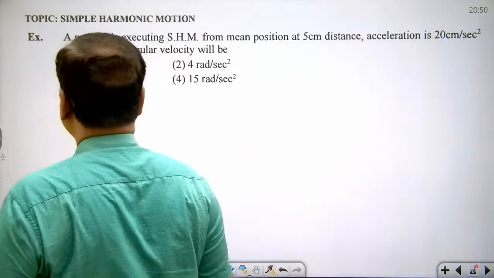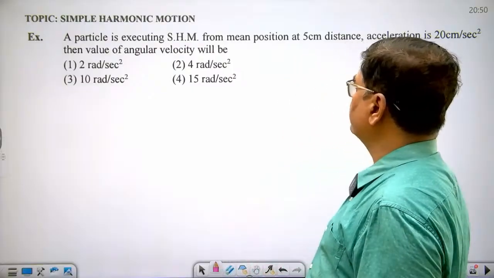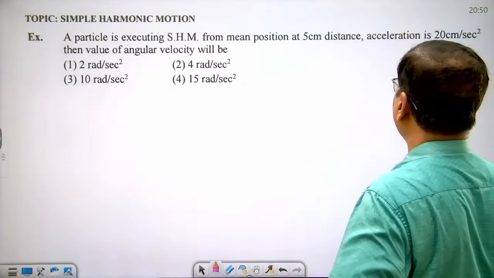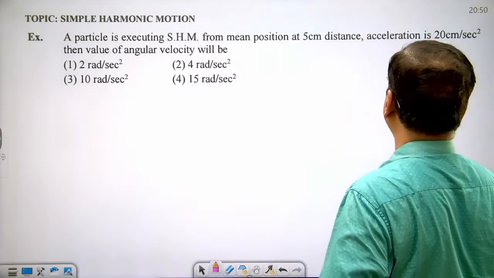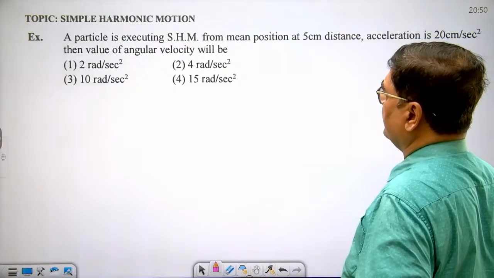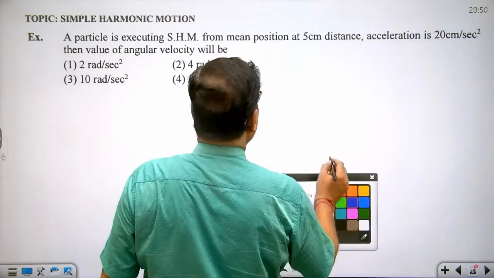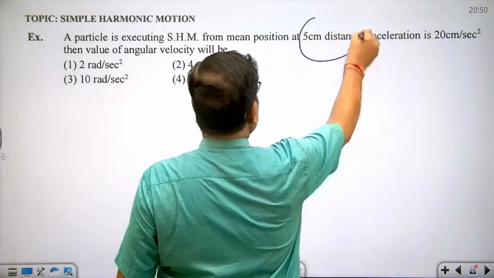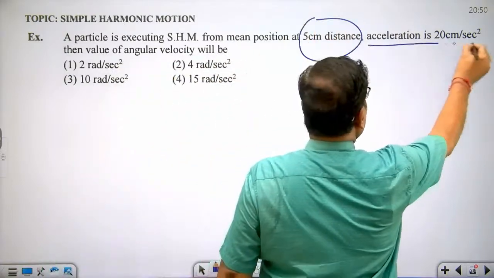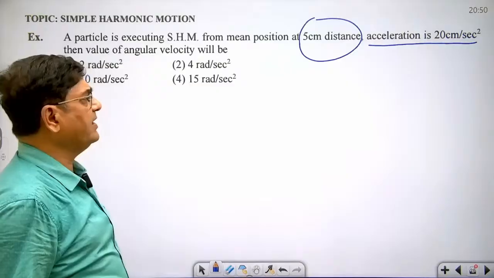Now, dear student, let's see this question. A particle is executing SHM. From mean position at 5 centimeter distance, acceleration is 20 centimeter per second square. Then the value of angular velocity will be very simple. Now see, at a distance 5 centimeter from mean position, the acceleration is given as 20 centimeter per second square.